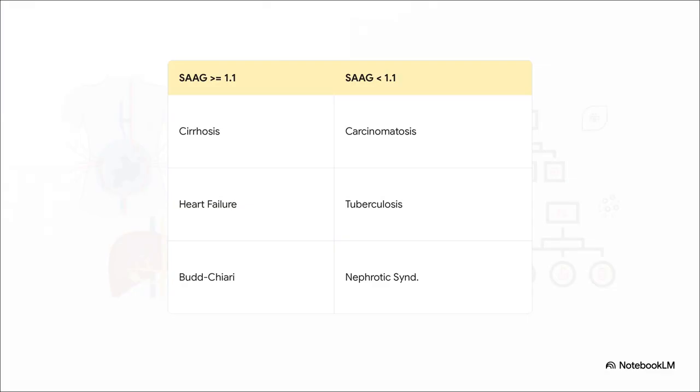Notice the absolute divergence in the differential diagnosis across that 1.1 boundary. Values equal to or above this line dictate targeted vascular or hepatic management, isolating cirrhosis, right-sided heart failure, or Budd-Chiari syndrome. Conversely, a SAAG strictly below 1.1 mandates a search for local peritoneal inflammation or decreased oncotic pressure, isolating etiologies like peritoneal carcinomatosis, tuberculosis, or nephrotic syndrome.